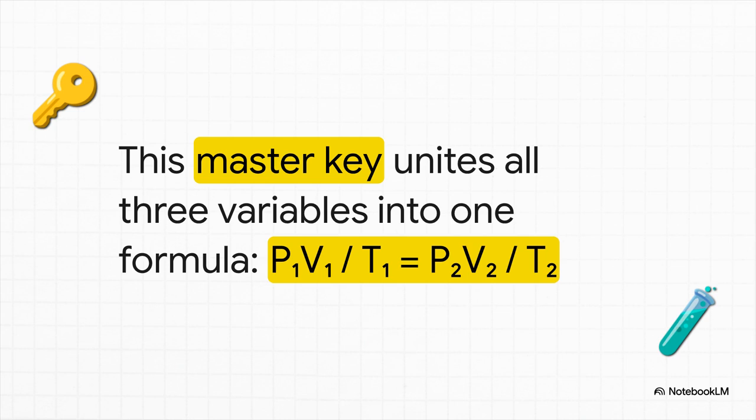And this is so important because it lets us describe what's happening in the real world, where things rarely stay constant. With this key, we can actually predict what happens to a weather balloon as it rises into the atmosphere, where both the outside pressure and the temperature are dropping at the same time. This is the tool that puts all the pieces together.